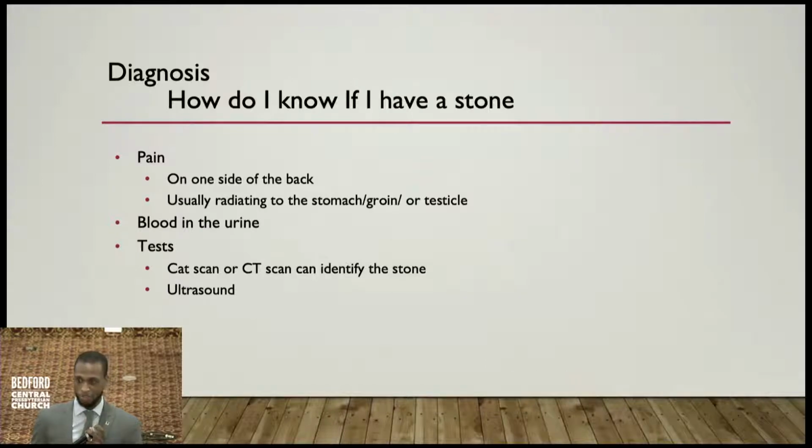So how do I know if I have a kidney stone? Usually patients have a lot of pain. They come into the emergency room, where they get a CAT scan or an ultrasound, and it shows the kidney stone. Some people will see blood in their urine, because as that stone is passing down that tube, it's scraping all the way down. That's going to cause some bleeding. Those are usually the two major reasons.